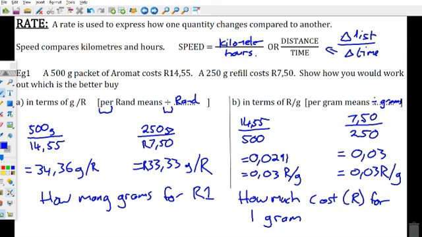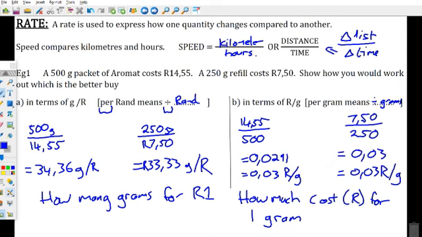Okay. So which do you think is a better way to show the data? If you're going to present this to your mom, which do you think you're going to use? Are you going to use grams per rand, or do you want to use rands per gram? Rands per gram. Why would you say that? You're getting the same value. Okay, but you're trying to compare two different things.